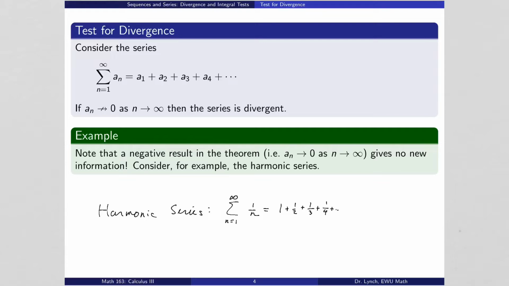Now, this series does have an nth term that goes to 0. That is, the limit as n goes to infinity of 1 over n is 0. However, we saw before that this series diverges. So again, having an nth term that goes to 0 doesn't tell us anything. The series could converge or diverge. You can think of the test for divergence as saying that to have any hope of converging, the nth term in the series has to go to 0 as n goes to infinity. Test for divergence.